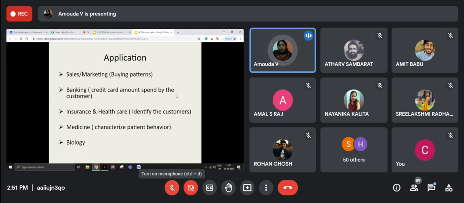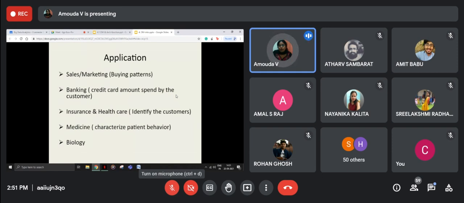This is only a list of some of the applications: sales and marketing, banking, insurance, medicine, biology. Everywhere we are using data mining. You would have heard that big data analytics involves data mining and machine learning algorithms. The last president of America used that and he won the election. That plays a very important role. That's all about the data mining introduction.